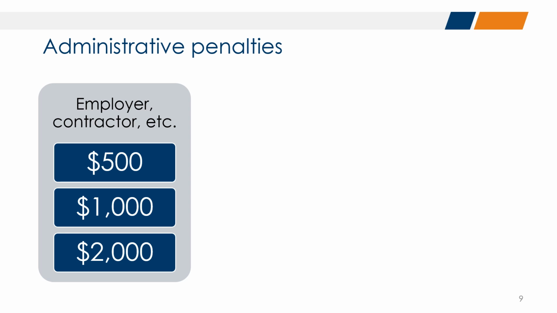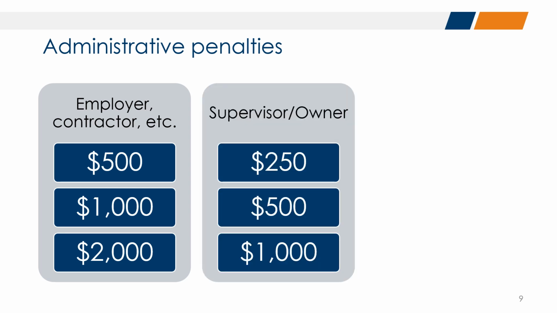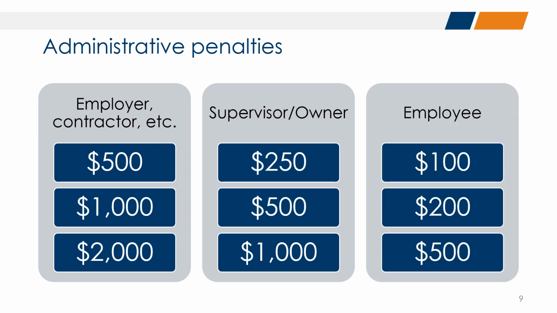Employers, contractors, subcontractors, contracting employers, suppliers will be issued an administrative penalty of $500 for the first administrative penalty within 3 years, $1,000 for the second, and $2,000 for the third administrative penalty. Supervisors and owners will be issued $250 for the first administrative penalty within 3 years, $500 for the second, and $1,000 for the third. Employees will be issued $100 for the first administrative penalty within 3 years, $200 for the second, and $500 for the third.